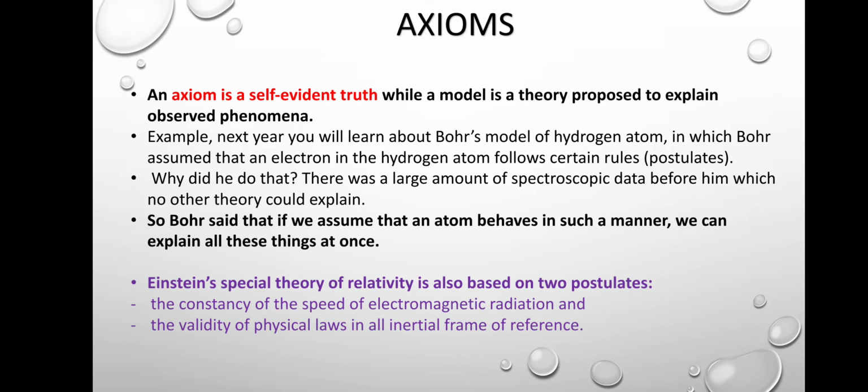So even Einstein's theory of relativity is based on two postulates: the constancy of the speed of electromagnetic radiation and the validity of physical laws in all inertial frames of reference. So it's a self-evident truth. I don't have to explain to anybody that it is true. It is already a proven truth. It's a fact, right? So that is called an axiom, and the model is required to prove it.